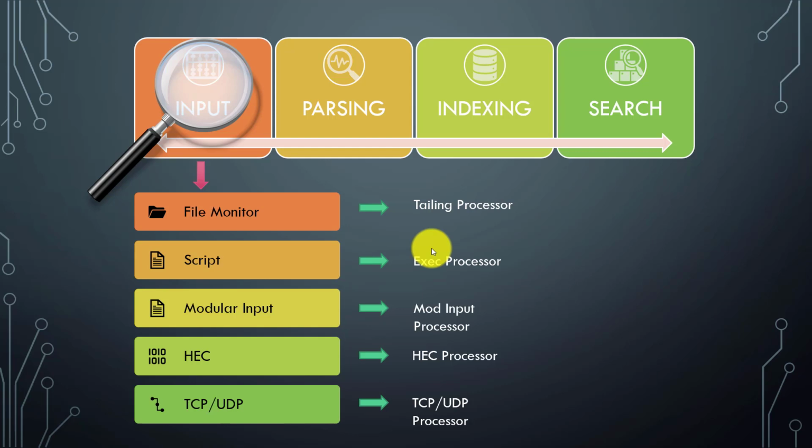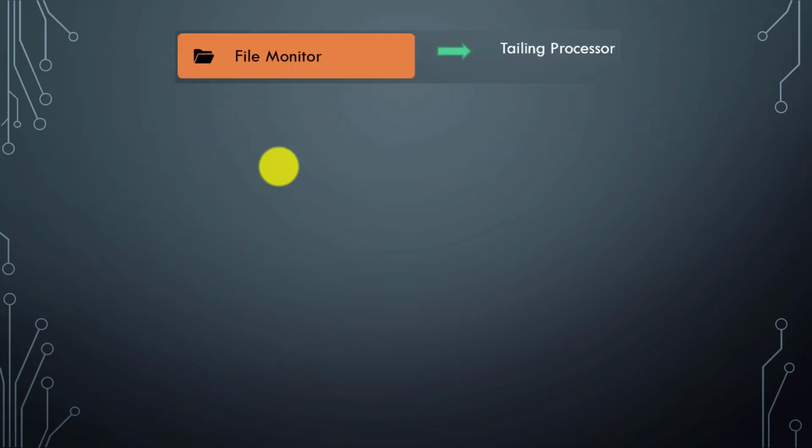So let's take an example of the file monitor. Today we will be concentrating on the processors related to the file monitor only. In the next videos we'll take baby steps one by one. So if we take the file monitor, how does the processing happen?